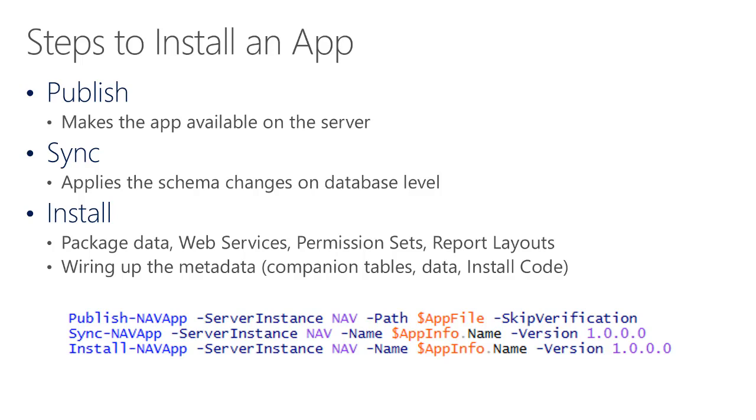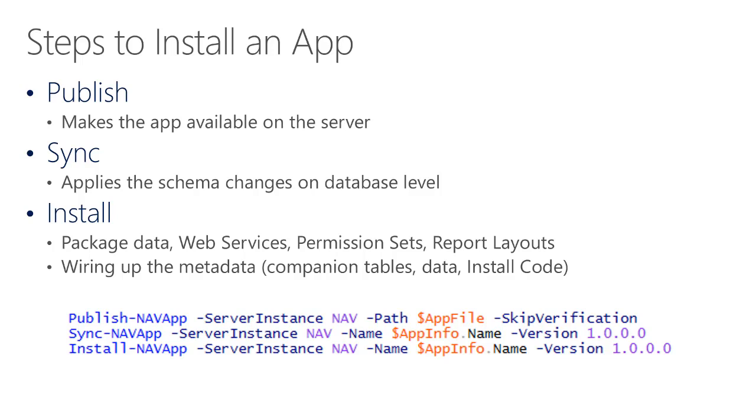The next step is the sync step, which applies the schema changes on a database level. At this point, the app is still not available to be used by the end user. That happens during the install process. The install step packages the data, the web services, permission sets, all those things, report layouts, and it wires up the metadata, so it puts the data into companion tables, and it runs the install code in the installation code unit that I will show you in a minute.